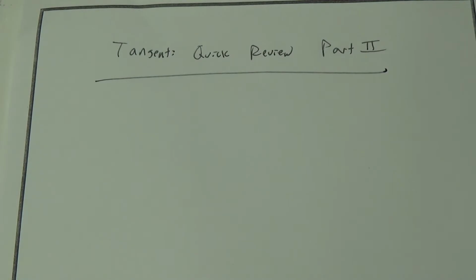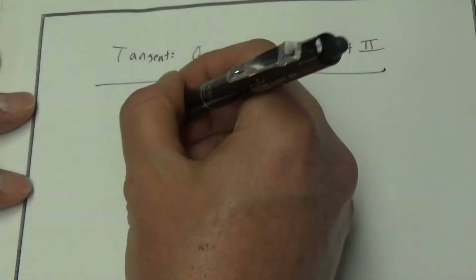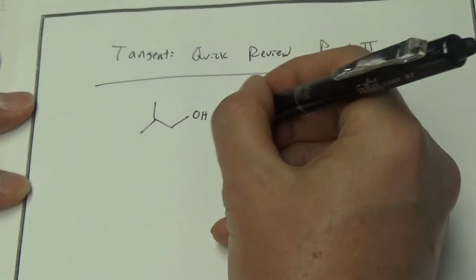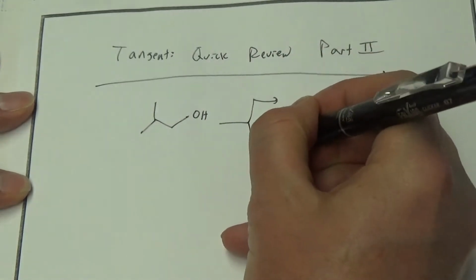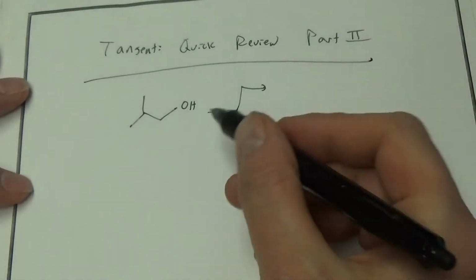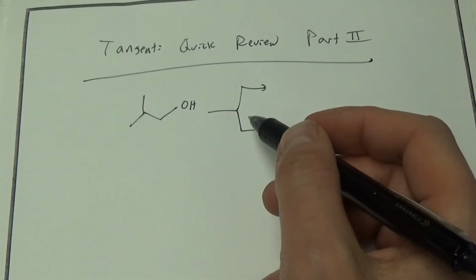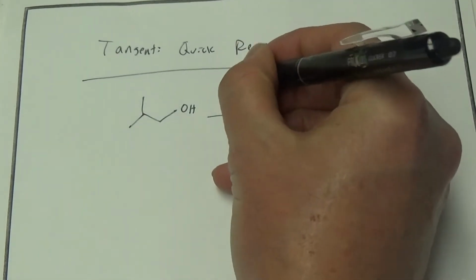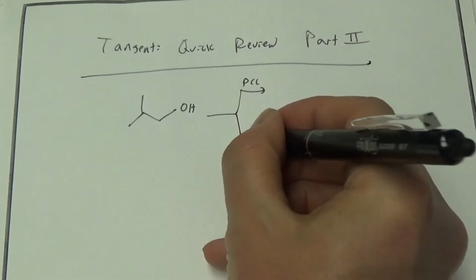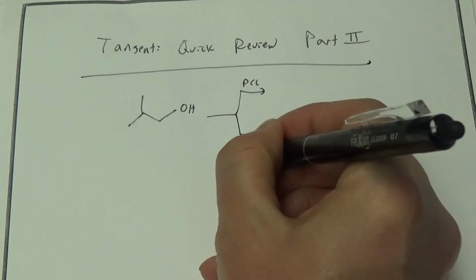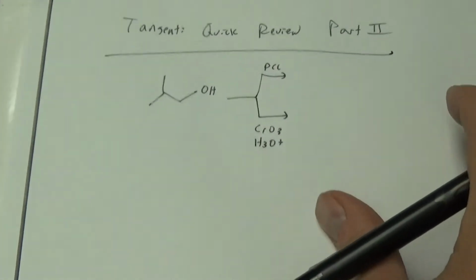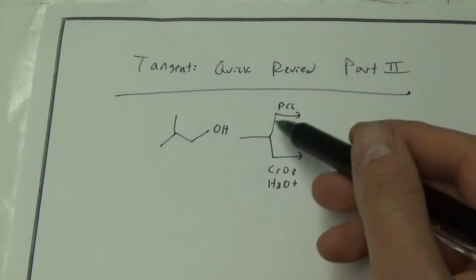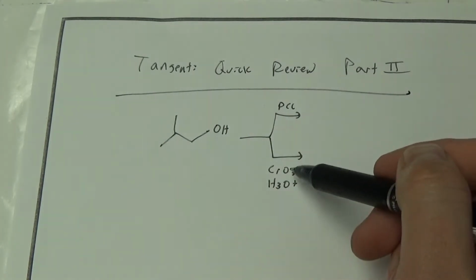And this is first on oxidations. We talked about oxidations, but then we kind of stopped talking about them. What are the two ways we can oxidize? The two typical ways of a primary alcohol: you could use PCC, or you could use CrO3, H3O plus. And one of them is a partial oxidation and one's a full oxidation. Which is which? Well, the top one is the partial, the bottom's the full.